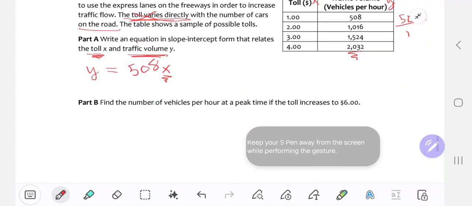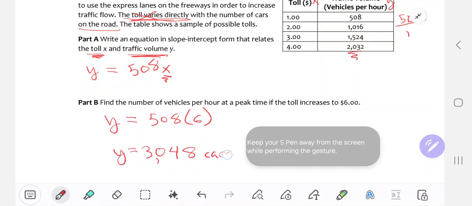Okay, but now we have it set up, and find the number of vehicles per hour at peak time if the toll increases to $6. Okay, so how many cars would that be? 508 times 6, and then we can do that math. 8, 4, wow, that's going to be 3,048 cars. All right.